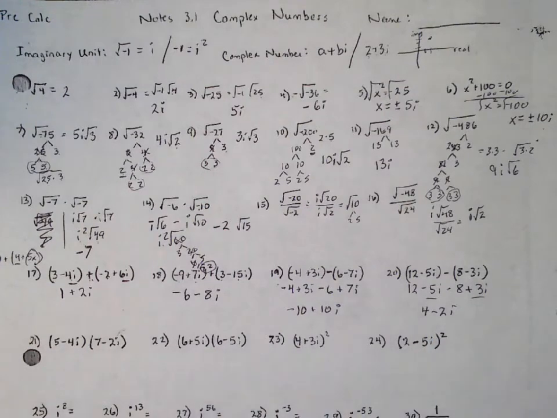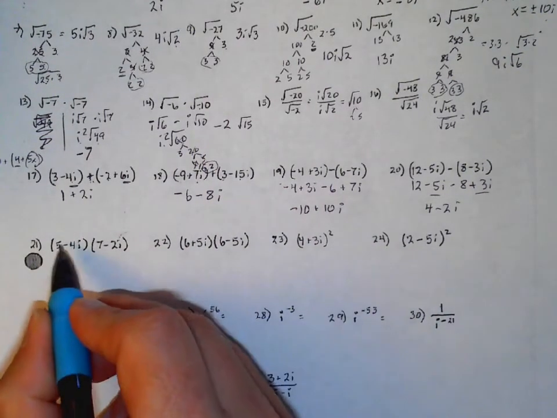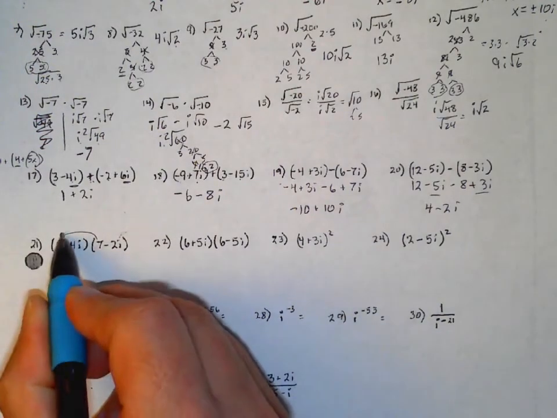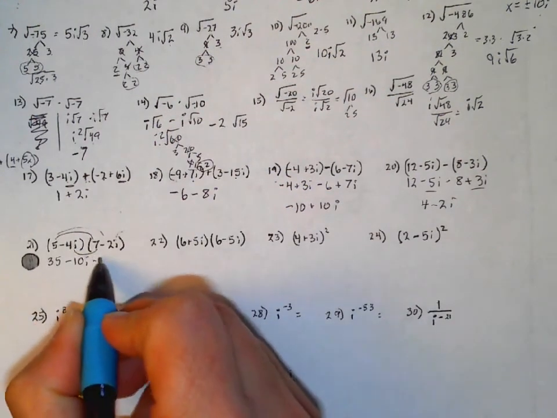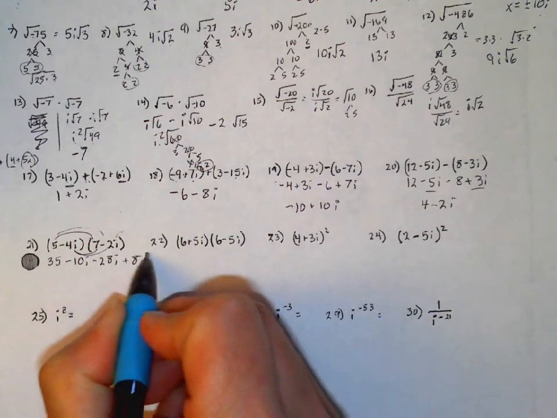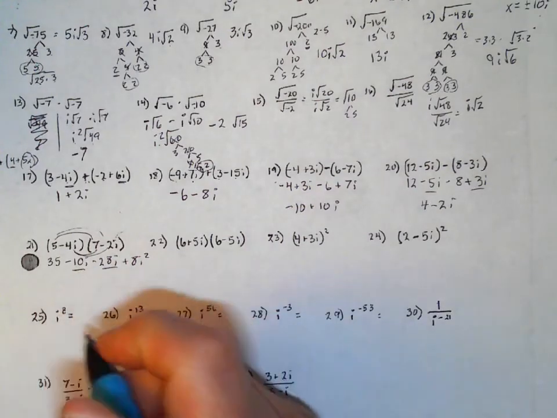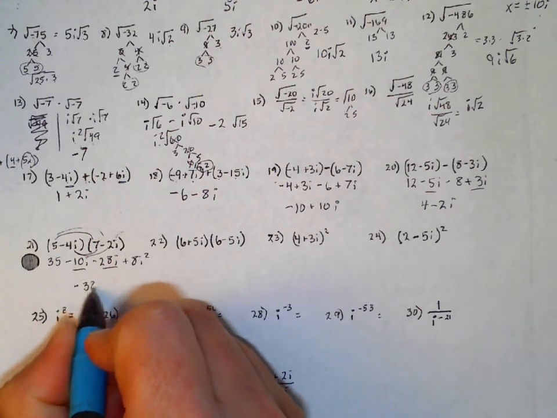Okay, so that's just your adding and subtracting. Number 21, we are now multiplying. So we got to use our double distribute or FOIL or whatever you were taught. So 5 times 7 is 35. 5 times negative 2i would be negative 10i. Negative 28i. And positive 8i squared. Okay, now we know that these two are both i's, so we can combine those together. So negative 10 and negative 28 is negative 38i.